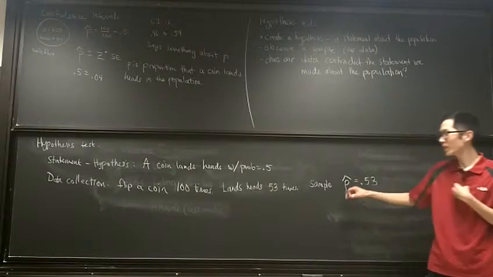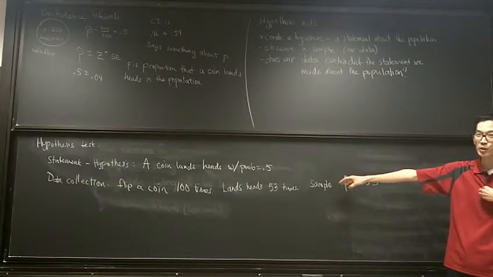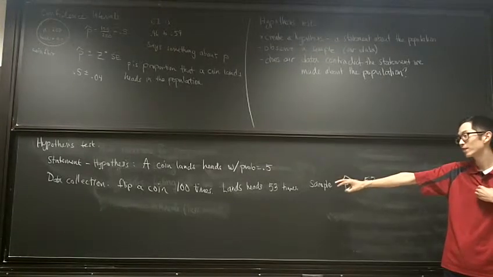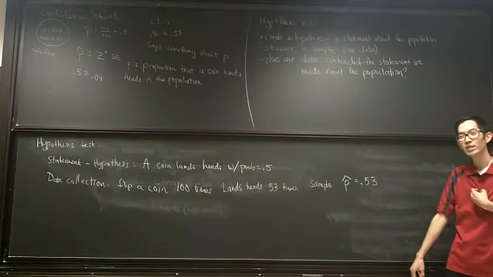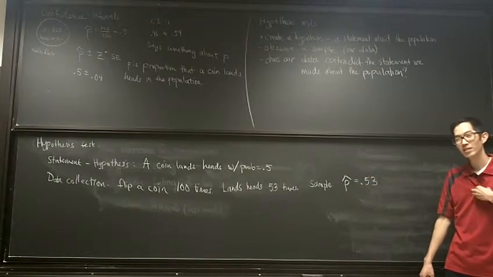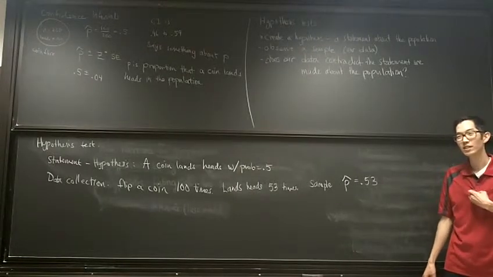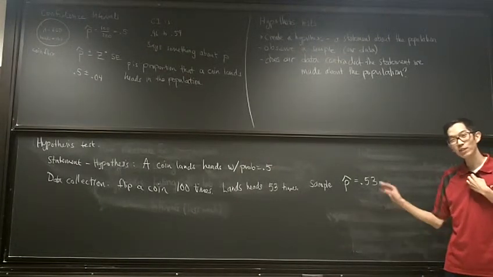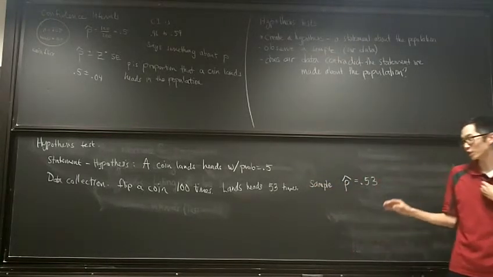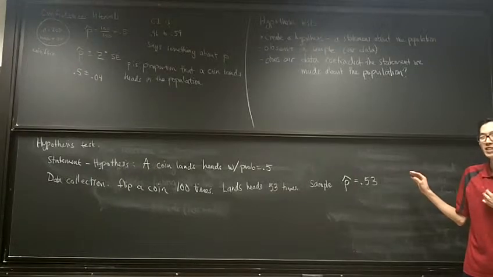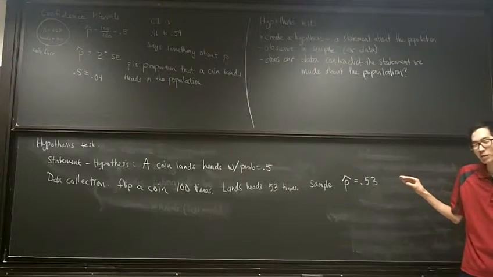What if instead of it landing 53 times, what if it landed heads 58 times? Does that contradict? So some people say yeah. At 58 times you say it contradicts. At 62 times does it contradict? So you guys are saying at 62 it contradicts, 53 maybe not.